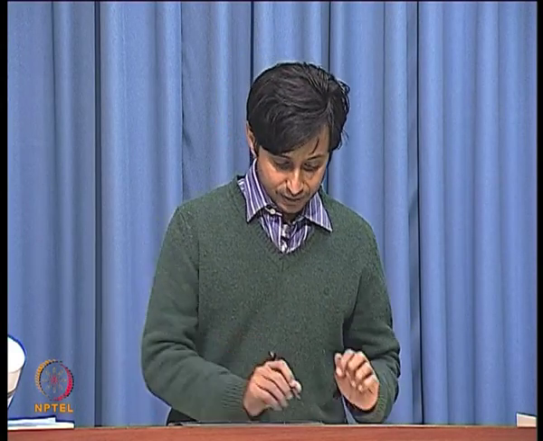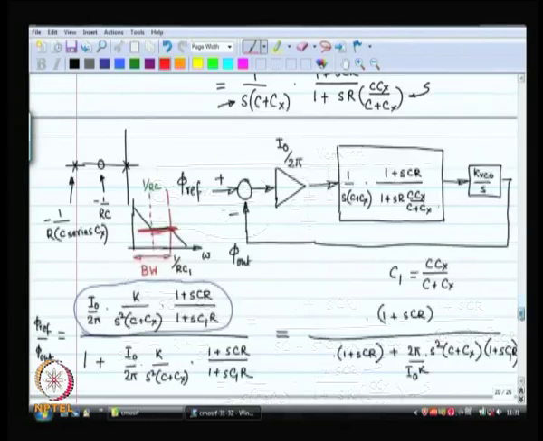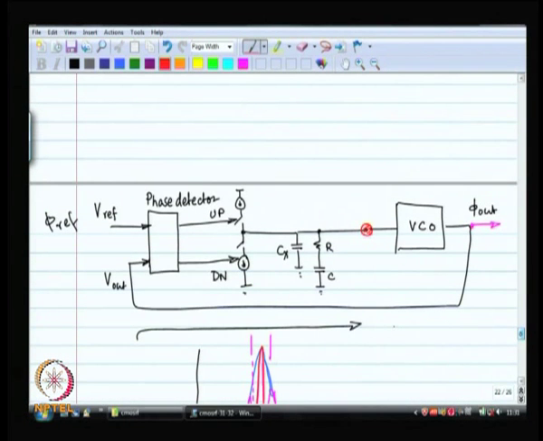Why? Because if I put an impulse, think about it over here. Okay. If I put some sort of, so phi ref is a ramp, but suppose I have a step on top of the ramp. Okay. Wherever the step is, there are extremely high frequencies at that point of time. So, there are high frequency components. Now, your control system has to track these high frequency components. If it has infinite bandwidth, then the output also will look exactly like that.